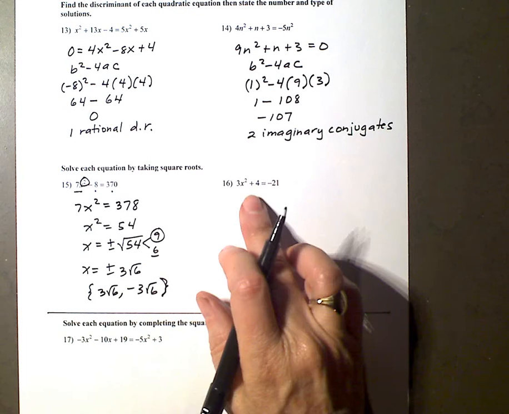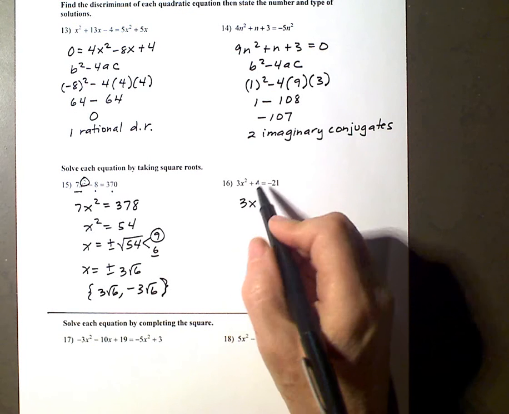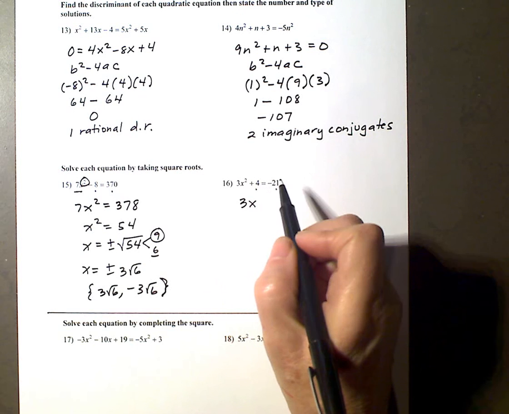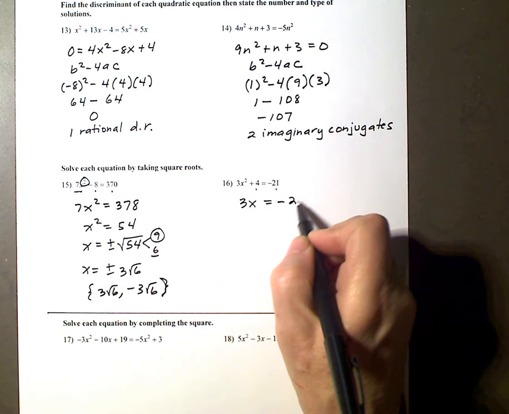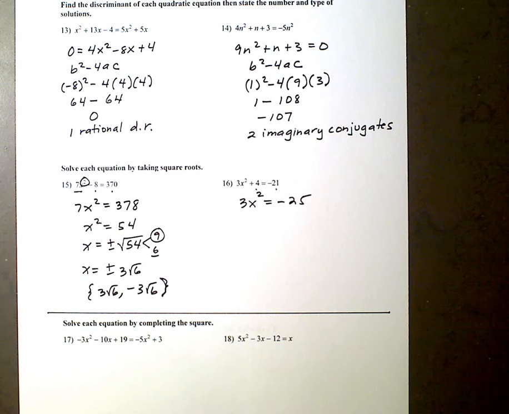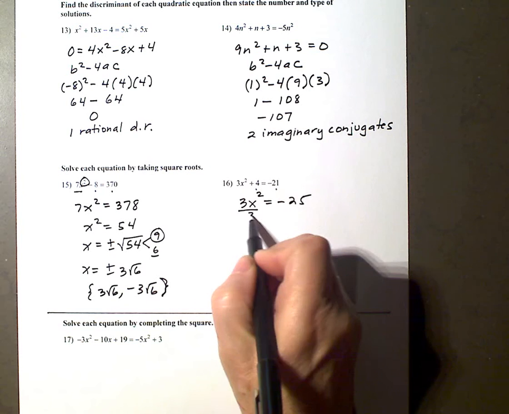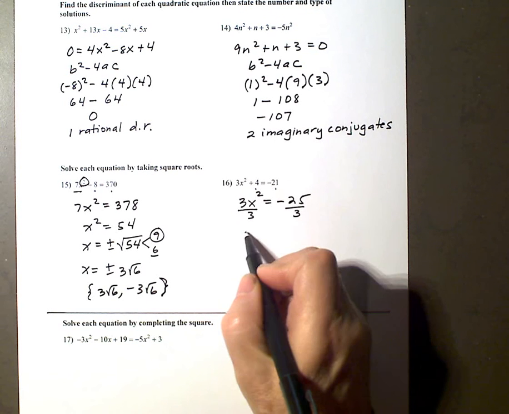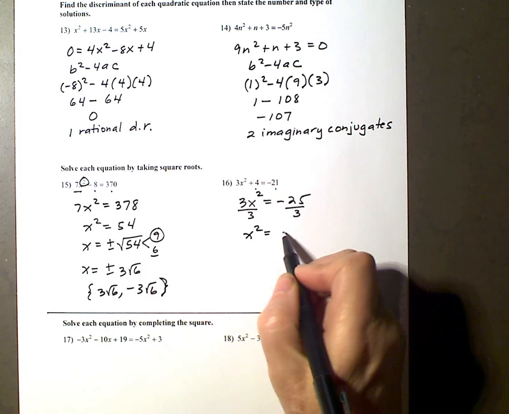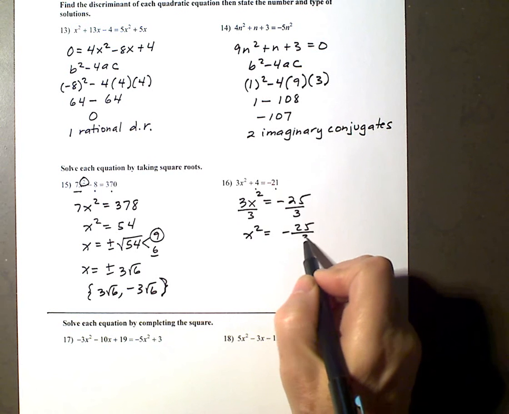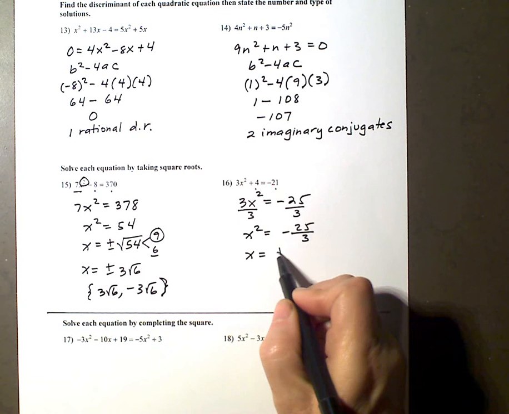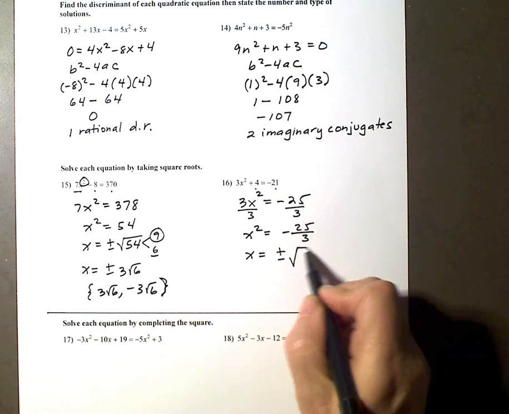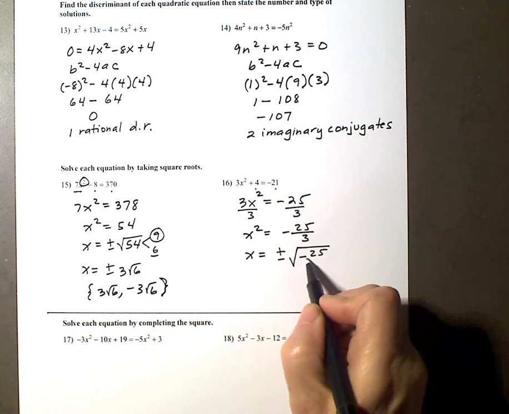I have 3x squared, and I want to get numbers on the other side, so I'm going to subtract 4. So I get negative 25. 3x squared is negative 25. So I'm going to divide both sides by 3. And so x squared is negative 25 thirds, and now I'm going to take the positive and negative square root of both sides. So x is positive or negative square root of negative 25 over 3.